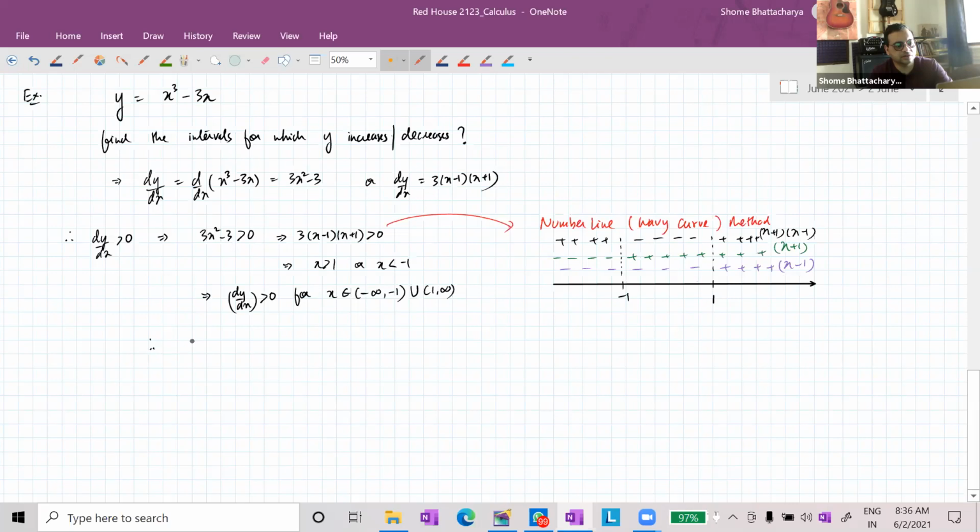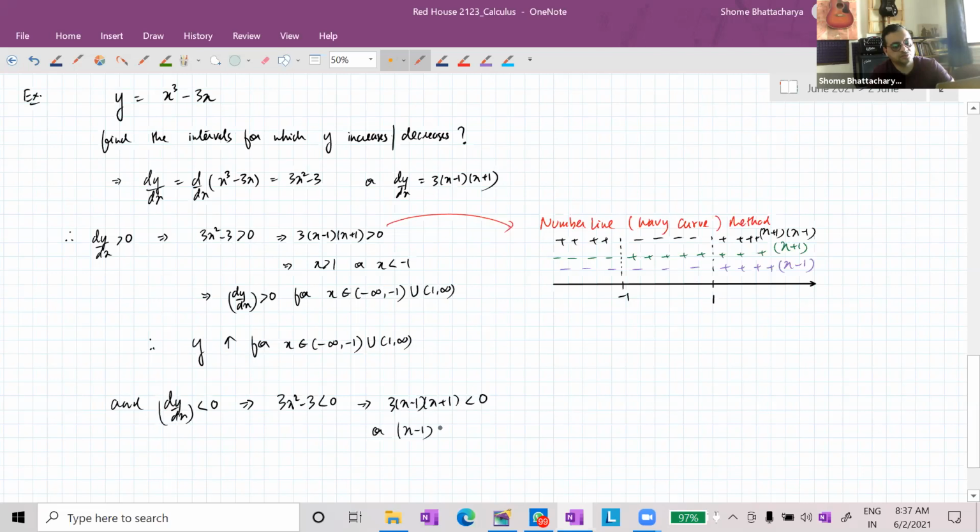So, okay, therefore we can see that y increases for x belonging to this domain: less than -1 and greater than +1. Whereas again, we'll see that dy by dx less than 0 implies that x minus 1 into x plus 1 must be less than 0. So 3 is a positive number, so we can take it out of the analysis. So this is now implying that x belongs to the interval -1 to +1. Okay. So now we can see that y decreases for the same interval. And of course, dy by dx is 0 for exactly x equal to -1 and +1.